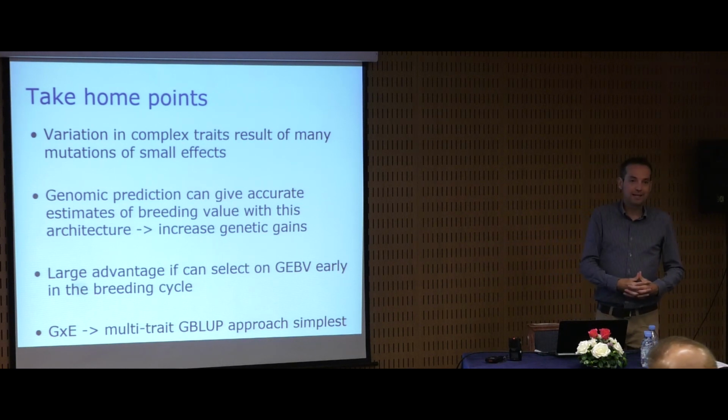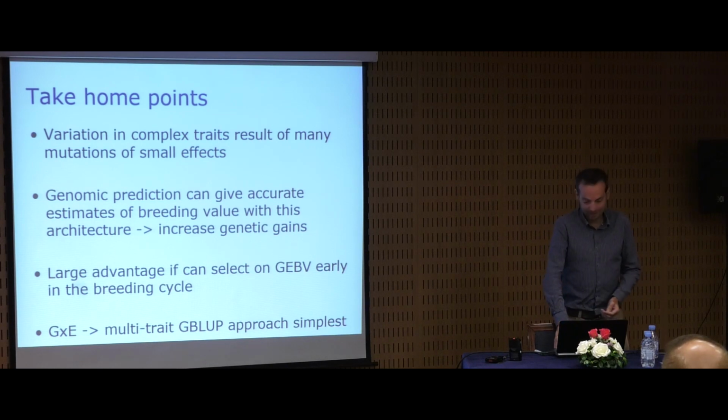This G by E, genotype by environment, is definitely there. One way of dealing with it is this multi-trait GBLUP, where you treat the trait in the different environments as a different trait and get the correlation between them. And that seems to work reasonably well. Simple, but seems to work.